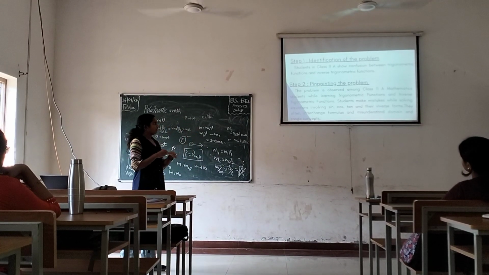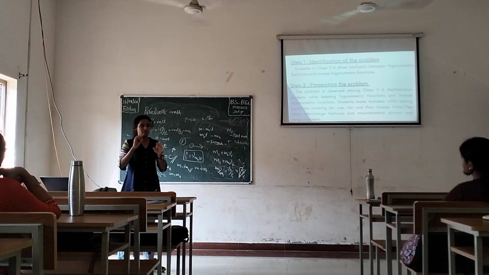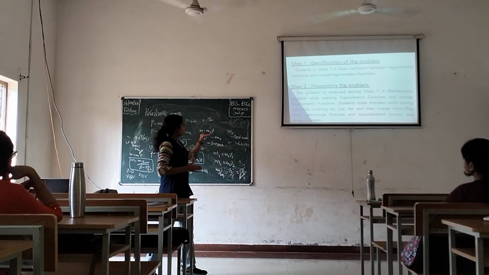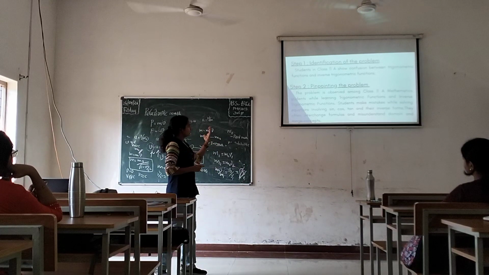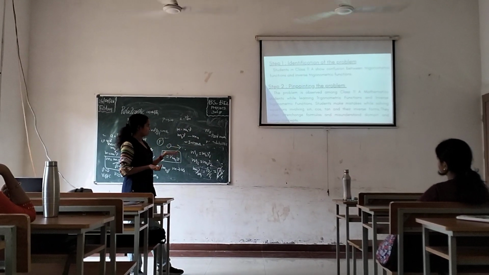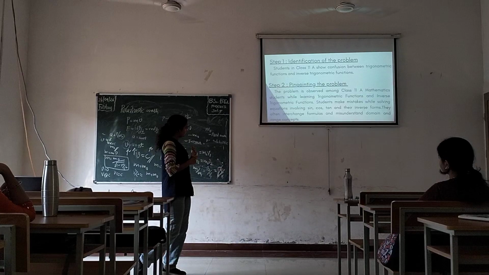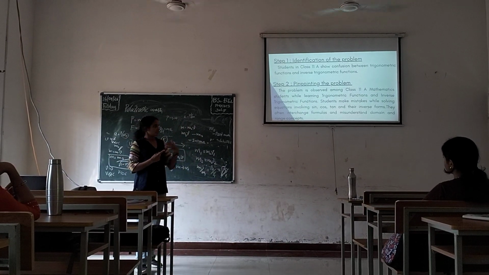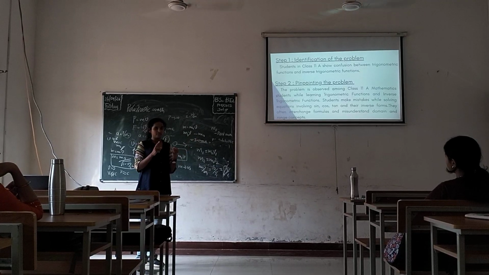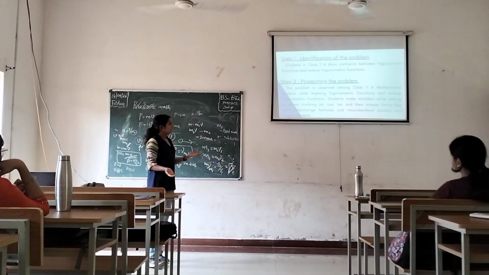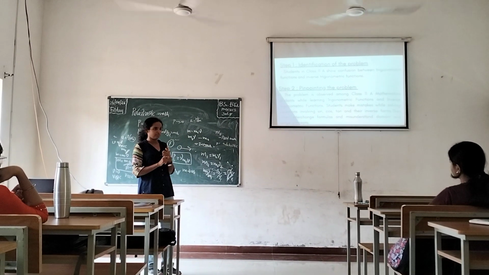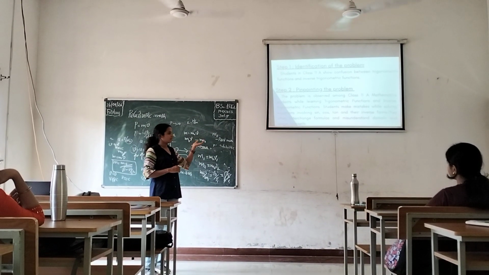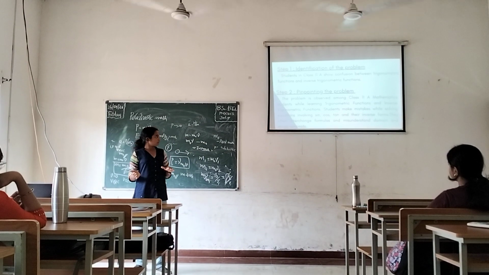The next is pinpointing the problem. That means the teacher is elaborating, collecting some information about the points. So the teacher found that the students are having some confusions about trigonometric and inverse trigonometric functions, and they are making mistakes while solving problems involving sine, cos, tan, their inverses, etc. They are often interchanging the formulas and misunderstanding domain and range. That is what the teacher found as the problem.